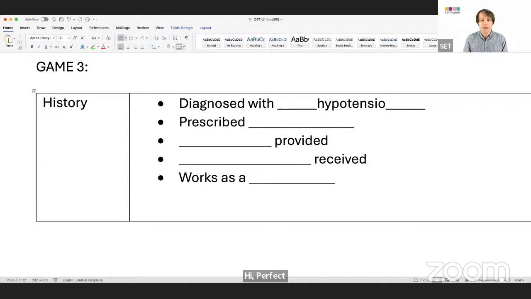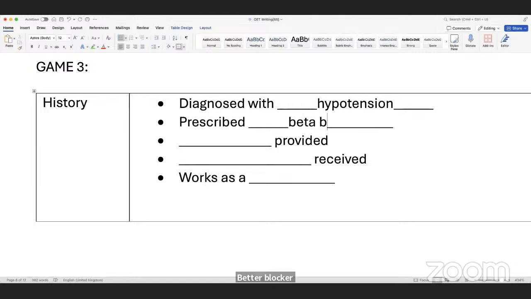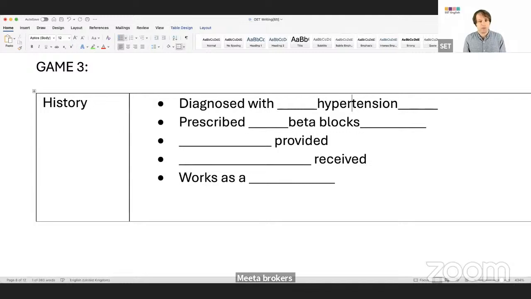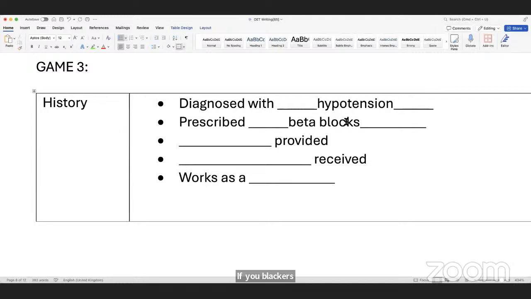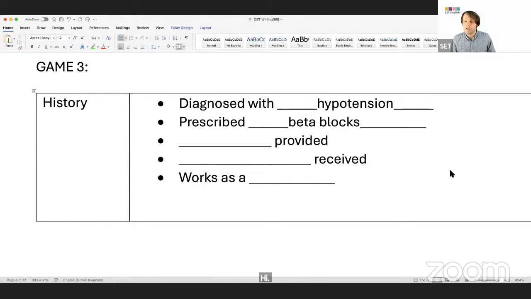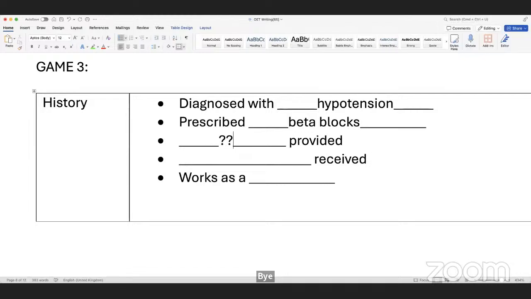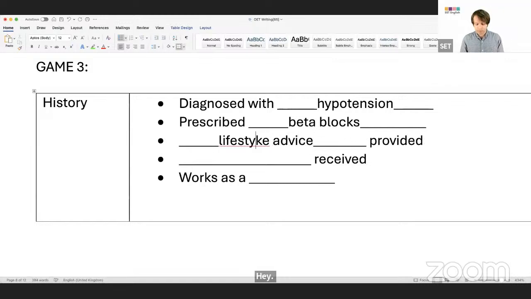So hypertension. Right. What was the medication, everyone? Beta blockers. Is that for hypertension or hypotension? Hypertension. Okay. Did you get this one? I didn't get that one. Lifestyle advice. Okay. Why was that one difficult?